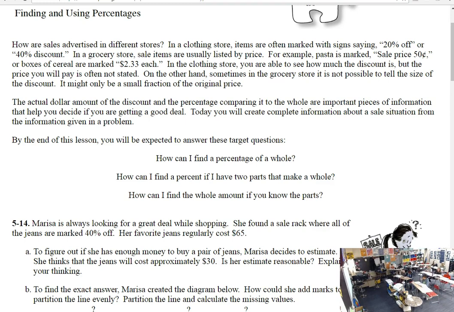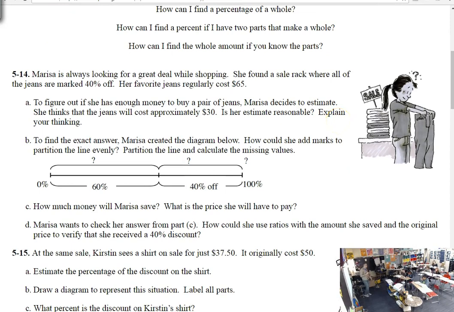So, if we look at 14, Marissa is always looking for a great deal while shopping. So she finds a sale rack, all the jeans are 40% off. Will that take the price up or down? Okay, I'm just trying to make sure that we're awake, right? Off, right? We're going to take the price down. We're on sale, that's good.